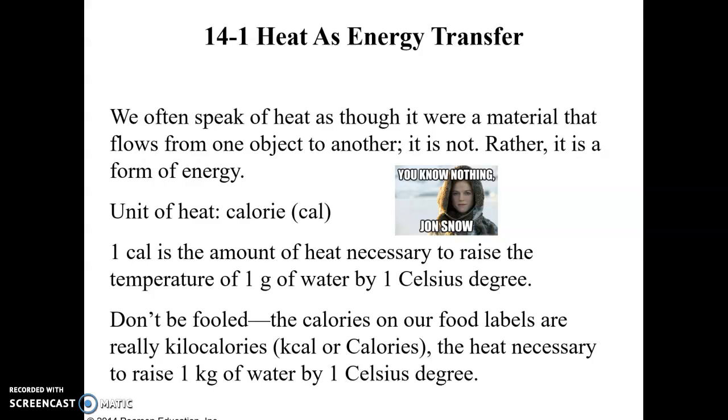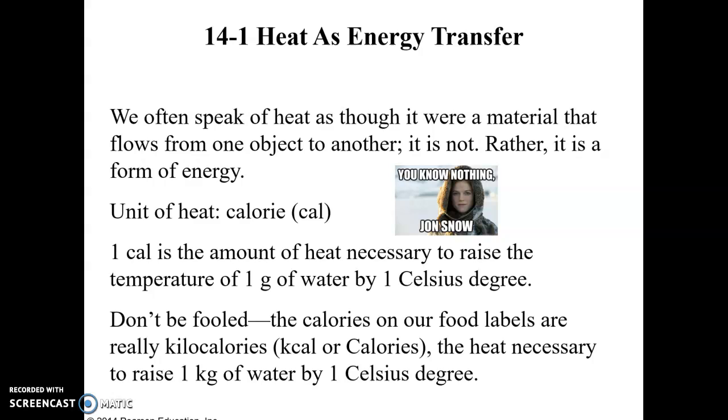The calories you see on your food packaging are actually kilocalories. 1 calorie is defined as the amount of heat energy needed to raise the temperature of 1 gram of water by 1 degree Celsius. Okay, and like I said, the calories that you see on your food label are kilocalories, or 1,000 calories.